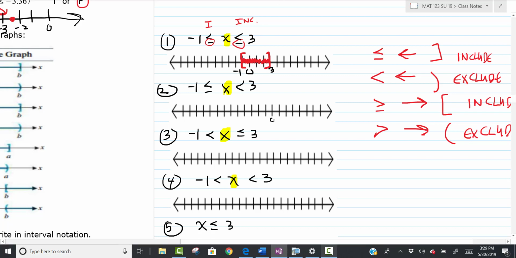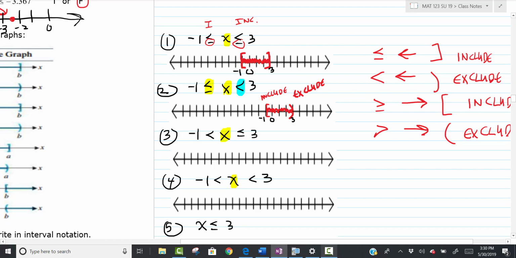I'm going to just say here's 0, here's 3, here's -1. Now what's going to happen on this one is -1 is included. So what you want to do is use your bracket there to include that. Okay, then this one is excluded. So you're going to use a parenthesis on the 3 to exclude that. And then you shade in the middle like that.